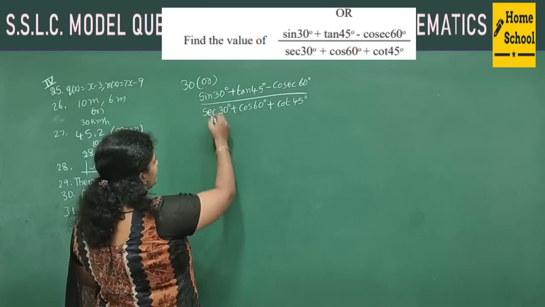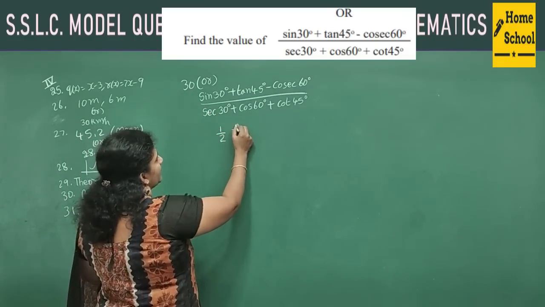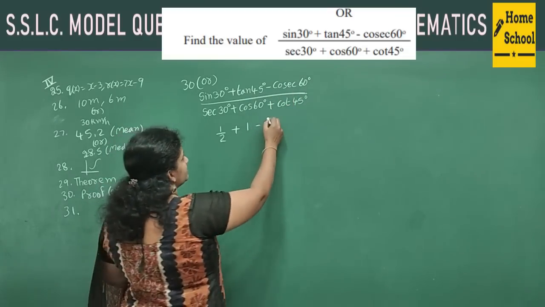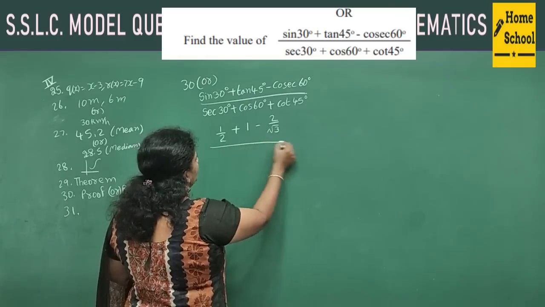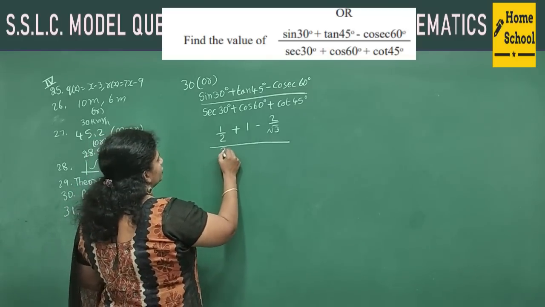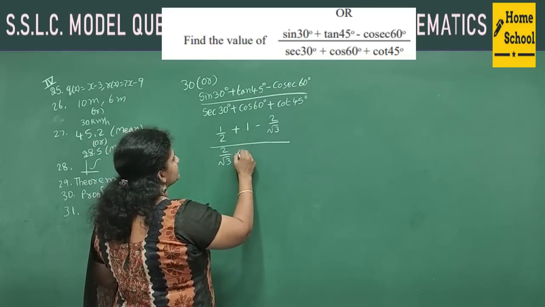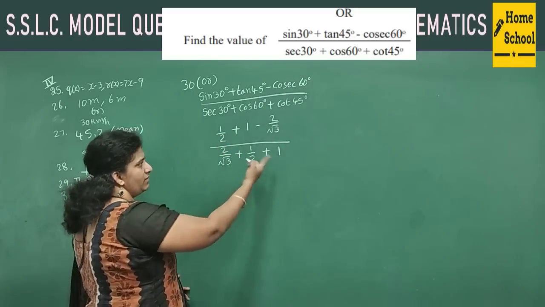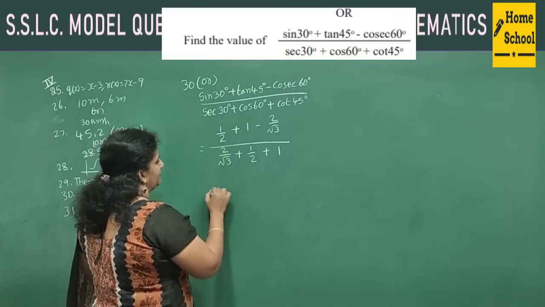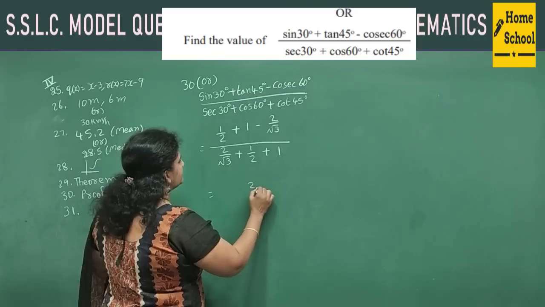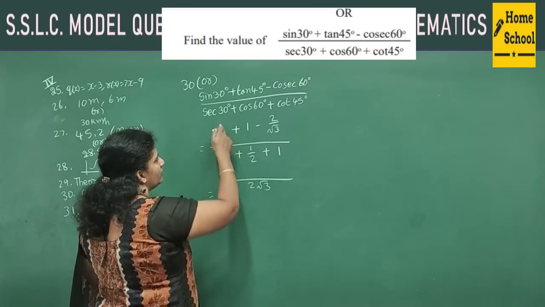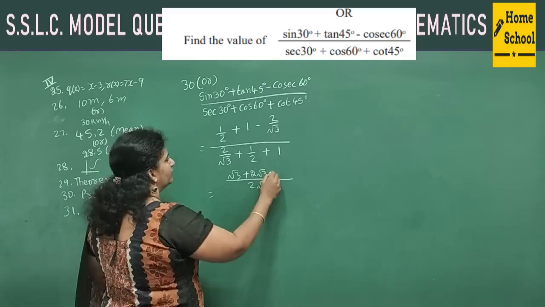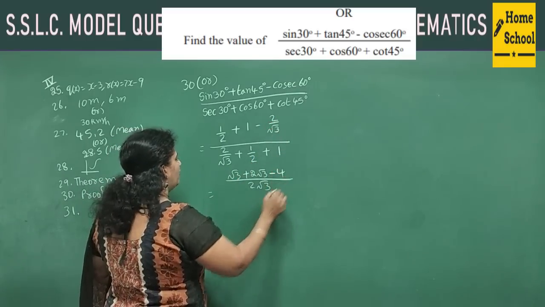So now let's find. The sin 30 value is 1 by 2 plus tan 45 value is 1 minus cosecant 60 degree, that is 2 by root 3, whole divided by secant 30 degree, 2 by root 3, plus cos 60, it is 1 by 2, plus cot 45, 1. Now in the numerators do LCM, in the denominators also do LCM. Next step. 2 and root 3 LCM is 2 root 3. Here you have to multiply root 3. Root 3 plus nothing there means you need to multiply 2 root 3 for the numerator. Minus 2 you multiply here, 2 2s are 4.